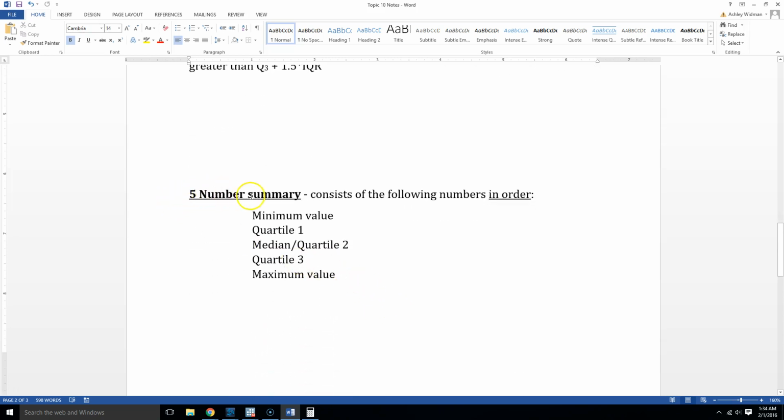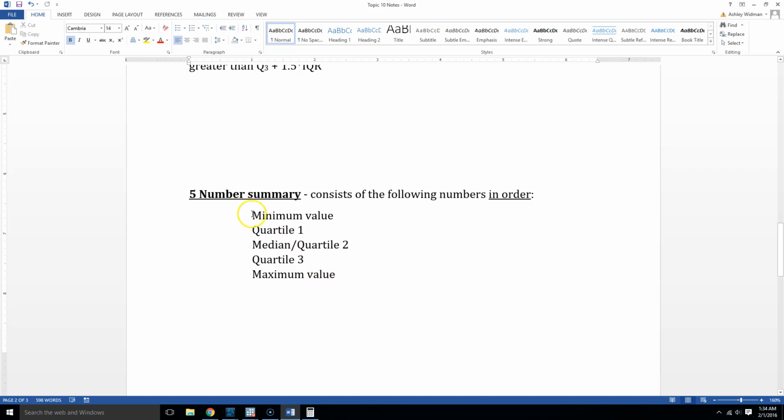So another descriptor we have is the 5-number summary. And these use the quartiles. This is why when we mentioned box plots in topic 5, the statistical graphs, we mentioned that we couldn't do them yet. This is because they use quartiles to design their graph.